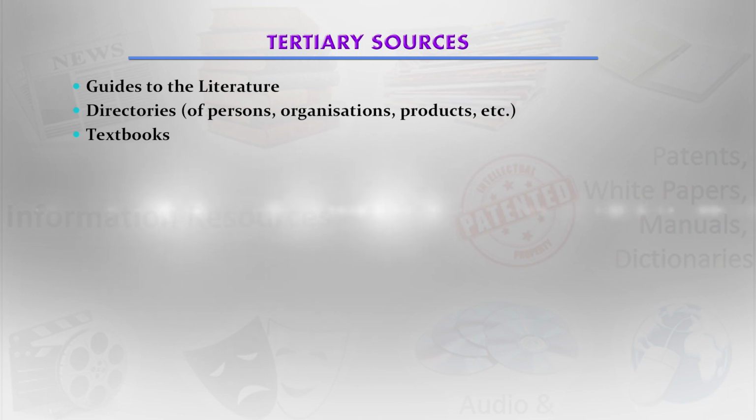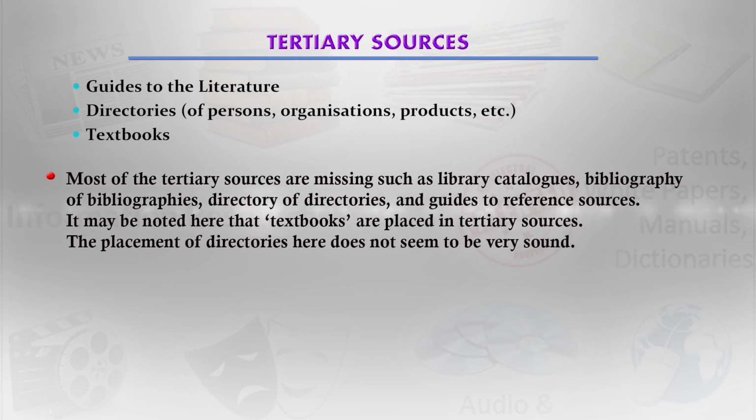Then comes the tertiary sources of information. Here they included guides to the literature, directories of persons, organizations, products, etc. and textbooks. By seeing this categorization, we analyze that most of the tertiary sources are missing, such as library catalogs, bibliography of bibliographies, directory of directories and guide to reference sources. It may be noted here that textbooks are placed in tertiary sources. The placement of directories here does not seem to be very sound, because as we know, directories come under the secondary sources of information. Similar is the case with textbooks also.